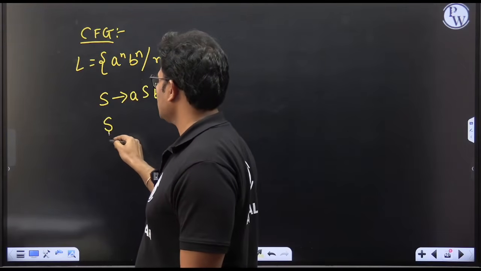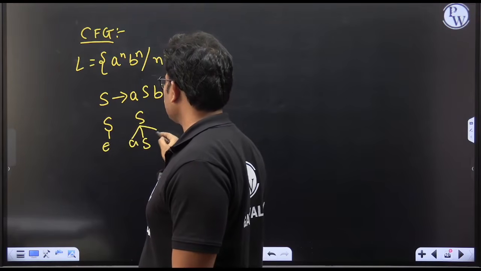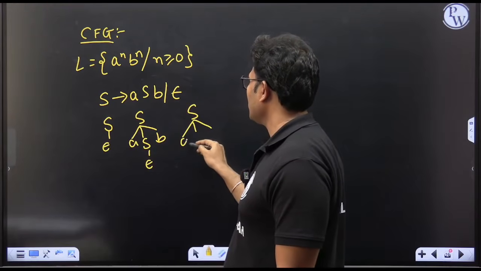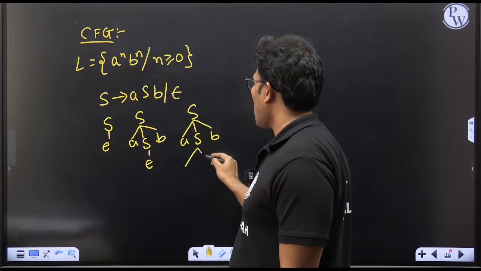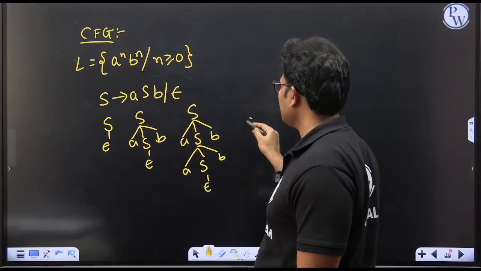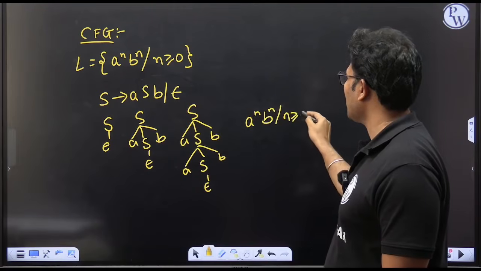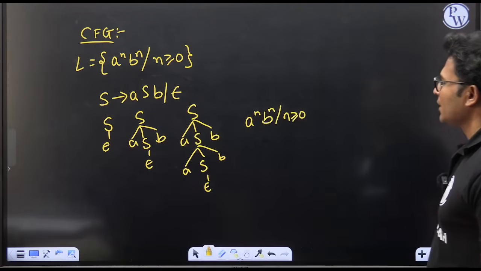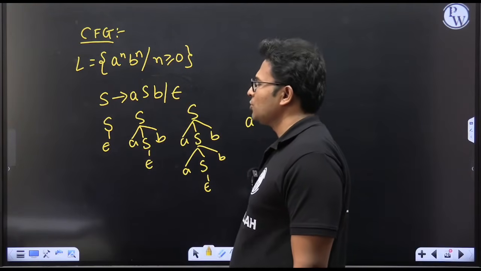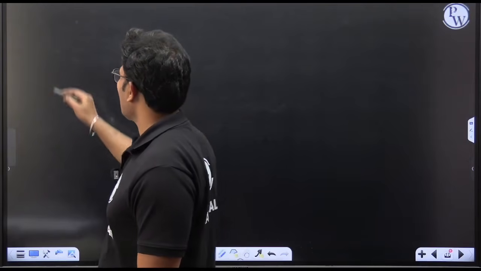S can directly generate epsilon, or S can generate aSb, or S can generate aSb again, and so on. It can generate any number of a power n, b power n such that n is greater than or equal to 0. Okay? Now let's draw for this.